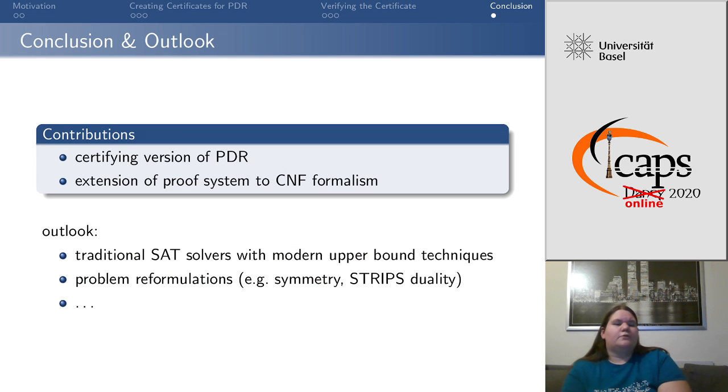To conclude, the contributions of our paper were that we created a certifying version of property-directed reachability, and on the formal side that we extended our proof system to also be able to handle the CNF formalism with the help of unsat certificates. In future work, we would like to investigate how traditional SAT solvers with modern upper bound techniques can be turned into certifying algorithms. Also, we want to look at problem reformulations such as symmetry or STRIPS duality, and there are of course always more planning techniques to try to verify.